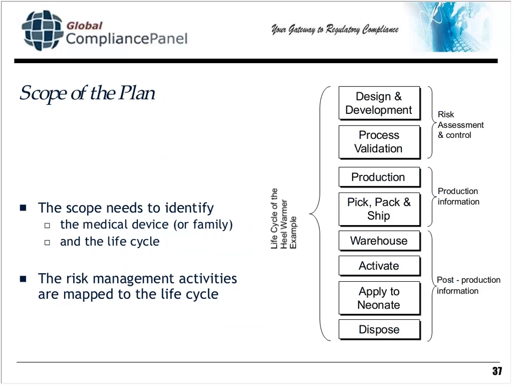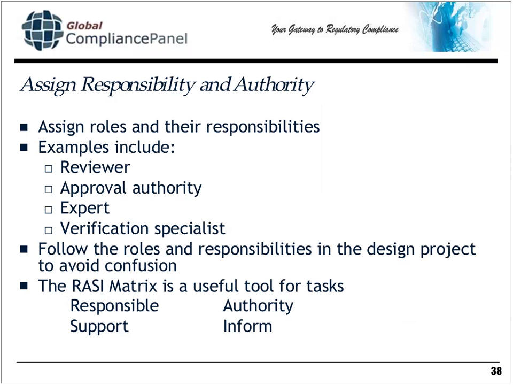Now, I have to identify the scope of the plan, and so here's a simple example. On the left-hand side, I've indicated the life cycle of the infant heel warmer. And so we're going to, in the boxes in the middle, design and develop, do process validation, enter into production, pick, pack, and ship, put it in the warehouse in the hospital, activate it, apply it to the neonate, and dispose of it. On the right-hand side, I've taken that same life cycle and divided it up into the elements of the risk management flow. So risk assessment and control, collecting production information, and collecting post-production information. Now, what I need to do next is assign responsibilities and authorities. So it's basically who has approval authority, who is responsible for investigating issues, and so on.